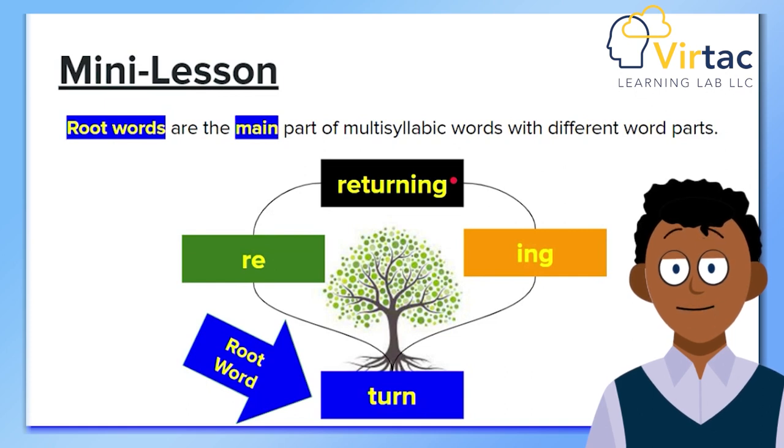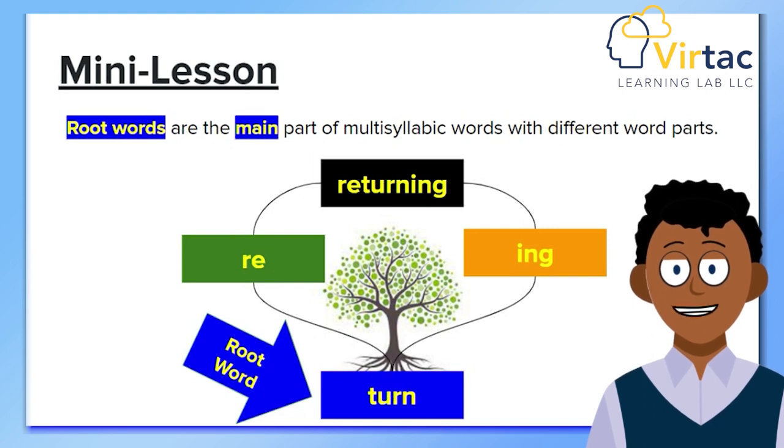Returning. There are 3 syllables there, but there is a root word here in returning that is the main part of the word. As you see at the bottom of our tree, root words are the base or the roots of the tree, and the other word parts are like the branches and the leaves. Our root word is where we can build multisyllabic words from a main meaning. Our root word in returning is turn. Turn means to move around.